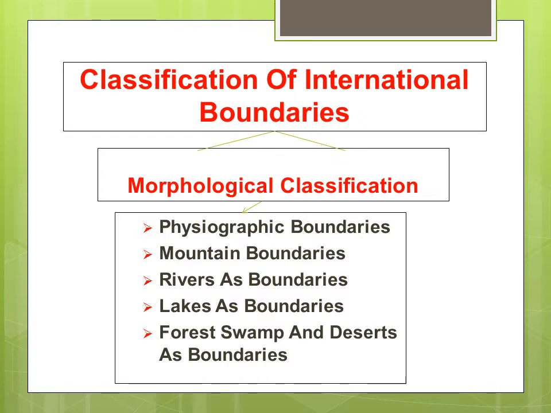So physiographic boundaries are nothing but natural boundaries which are formed by physical barriers, conspicuous physical barriers which are very visible on the landscape, and they follow natural features. So they are different from geometric boundaries because they do not follow cultural division. More or less all those boundaries which are formed by physical barriers come under this classification.